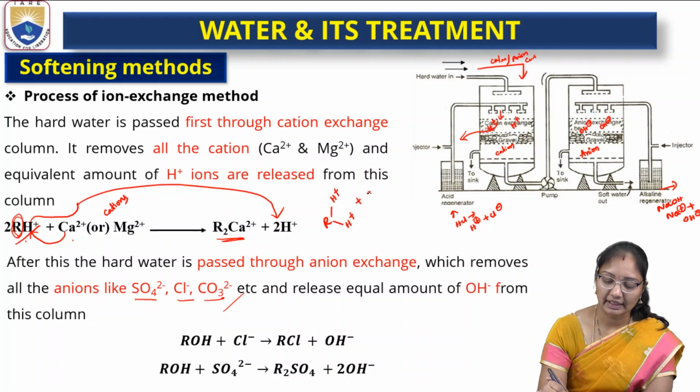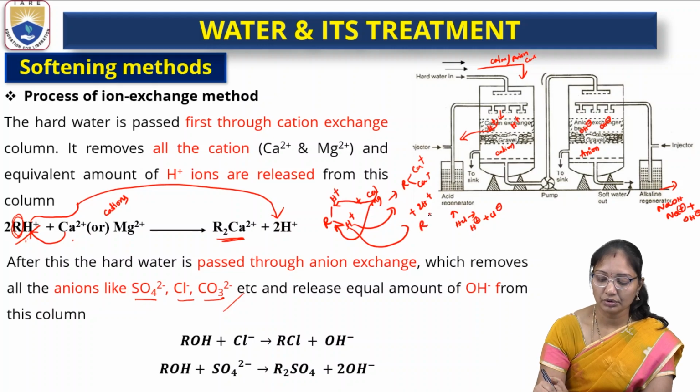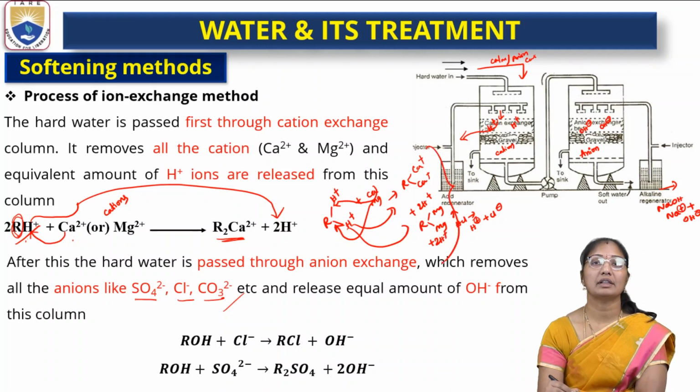So what happens? The calcium goes and attaches with the R, and the H plus ions will be sent out. So R attaches with calcium ions on two sides, then two H plus are released. Same with magnesium. It goes and attaches with the R and H plus will be sent out. So magnesium plus 2H plus ions. So this is the reaction happening here.